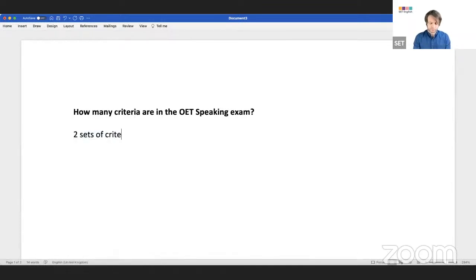The first one is the language criteria. Lexical, yeah, or you can just say language. This is more or less the same idea. So language criteria. And what percentage of your grade is this? 60%. Does anyone know what they look at in the language criteria? What do they think about?